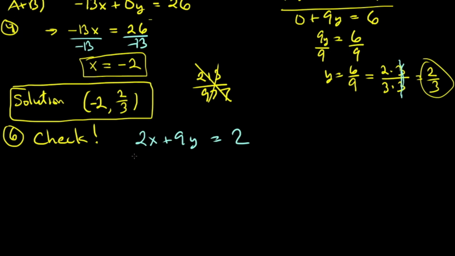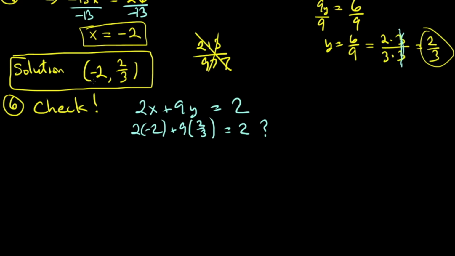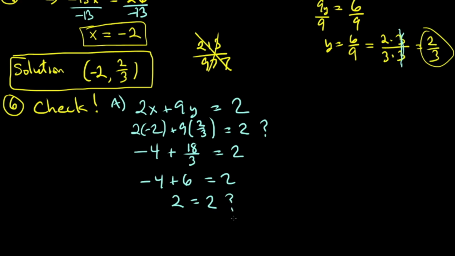So if I replace x with negative 2 and y with 2/3, is this correct? Does that equal 2? Right. This is equation A now, right? So 2 times negative 2 is negative 4, right? 9 times 2/3. Well, 9 times 2 is 18, right? And 18 divided by 3 is 6. So 9 times 2/3 is just 6, right? And negative 4 plus 6 is 2. So does 2 equal 2? Of course. 2 is 2. So this is true. This is correct, right?